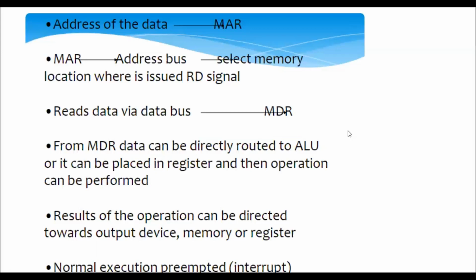From the MDR, the data can be directly routed to the arithmetic logic unit. It can also be placed in a register and then the operation can be performed. The results of the operation can be directed towards an output device, memory, or a register. Then normal execution may be preempted by an interrupt. The interrupt is a signal from a device attached to a computer, or from a program within the computer, that requires the operating system to stop and figure out what to do next.